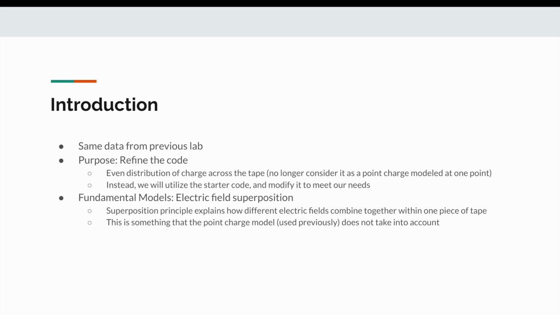Looking at the fundamental models and concepts, electric field superposition is critical in the distributed charge model because it allows me to explain how the electric fields produced by different parts of the tape combine together to create the overall electric field. Again, the total electric field at any point is the vector sum of the electric fields produced by each charge individually. Superposition allows me to account for the fact that the electric field at any point near the floating tape results from the combination of fields from all parts of the other tape. And this is something that we didn't take into account at the very start of the lab.